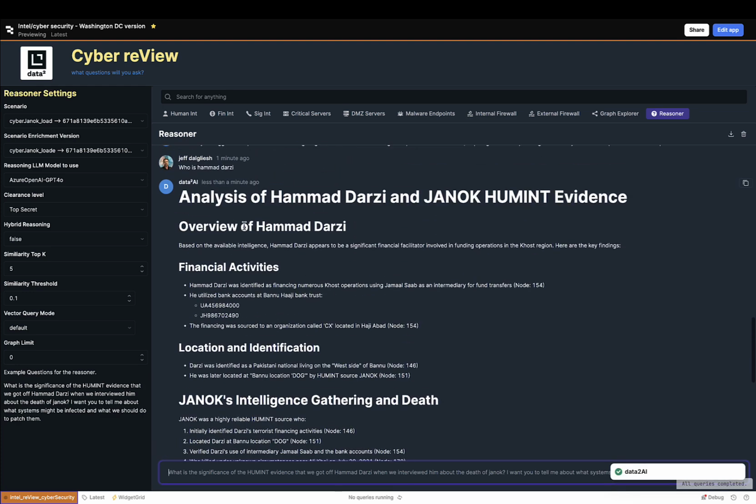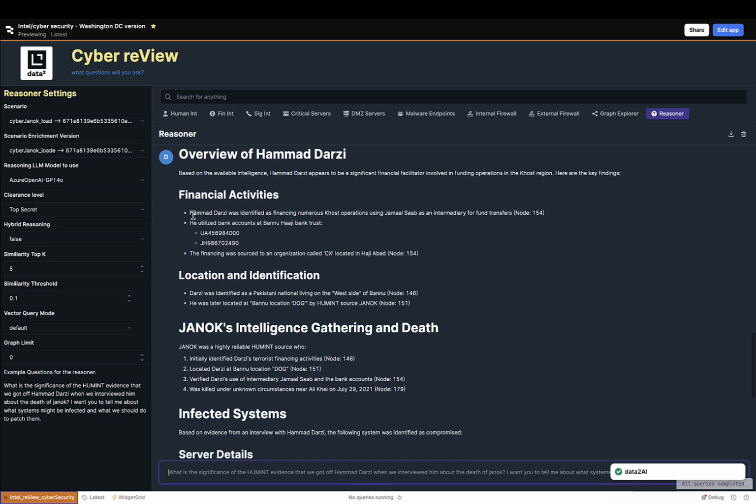Let's just go up here. So here's an analysis of Hamad Darzi in the Janok human intelligence evidence. It's noticing that Hamad Darzi was identified as financing numerous operations. Then it quotes a node here, 154. And then it's looking at how he utilized bank accounts from a certain bank, and there are some bank accounts here. So it's connected that financial intelligence with the person.